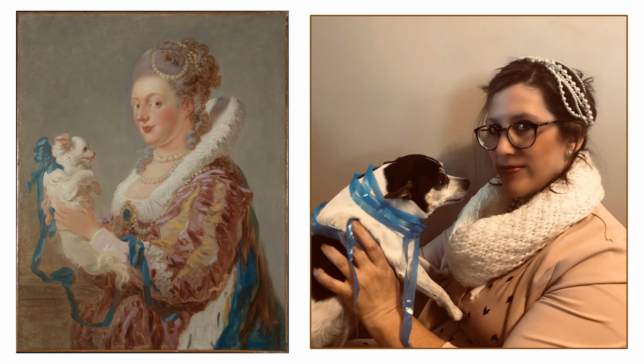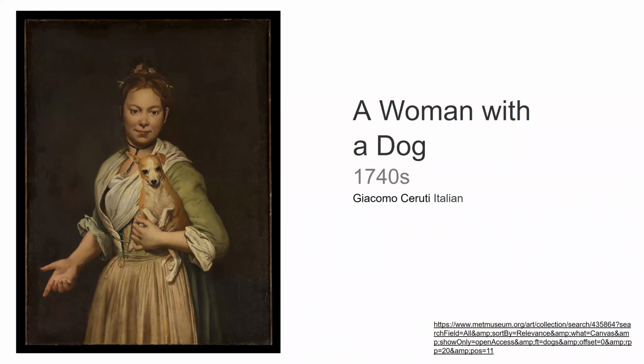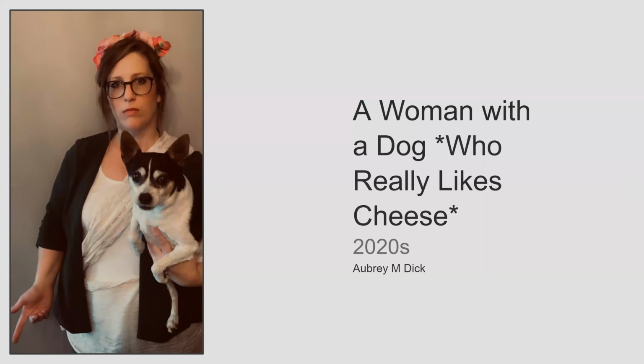Okay, I have another one for you. So we are going to take it another step. Here's another painting. It's A Woman with a Dog. Okay, exact same title even, but a different artist. So let's see how I did with my interpretation. Got really creative, and I just went and found things that I had in my house, and here I am. And this one is titled A Woman with a Dog Who Really Likes Cheese.